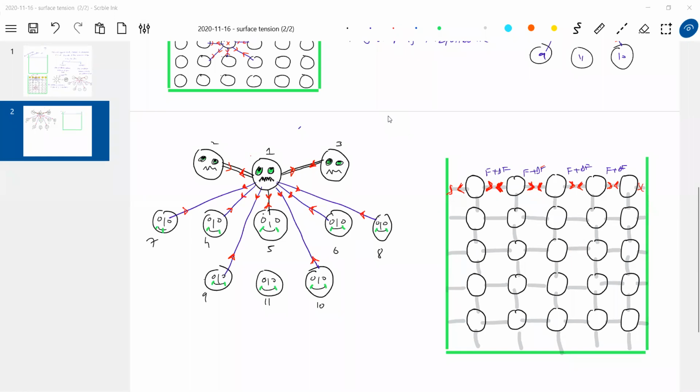Please mute it. Somebody, in spite of telling, is unmuting it.